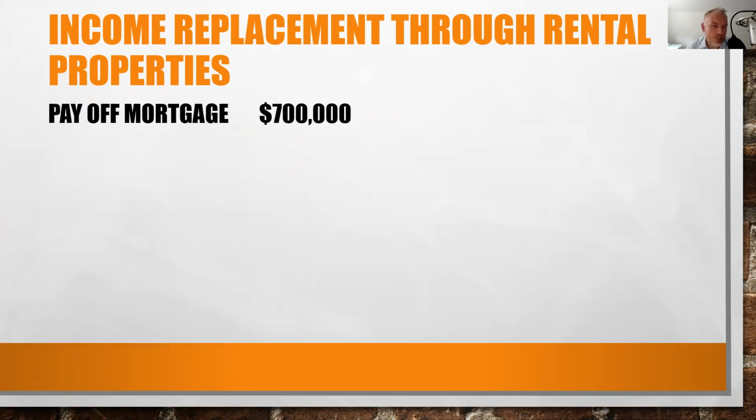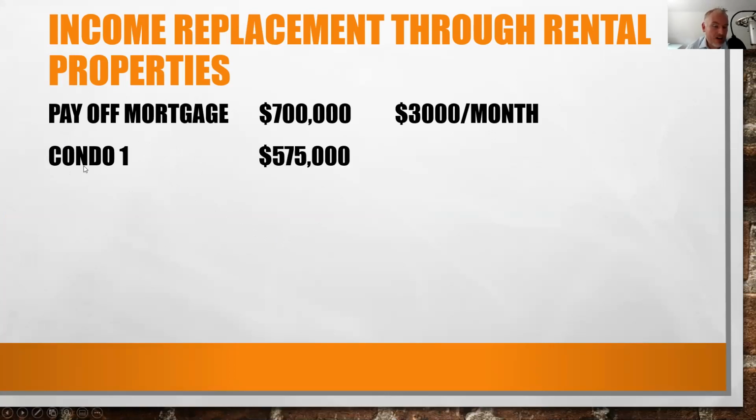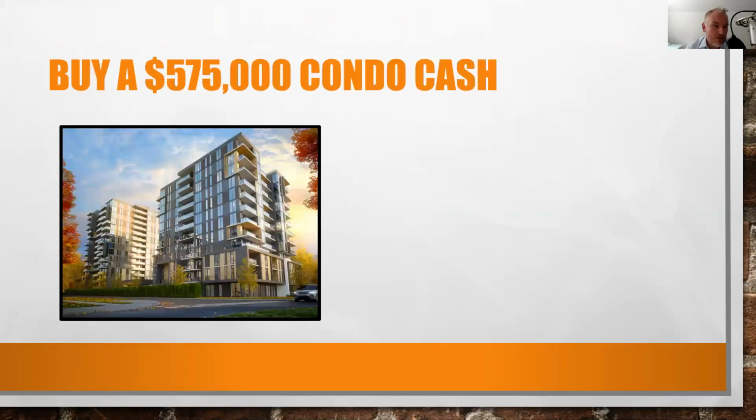Well, the first thing we're going to do is pay off the principal residence mortgage of $700,000. And that's going to free up $3,000 per month. Then we're going to start to use the rest of the money to go buy more real estate. Now, I have other property outside of this, but I'm not going to go into that specific detail. But let's say right now we want to go acquire another condo. And we buy a condo for $575,000. What's the analysis of that?